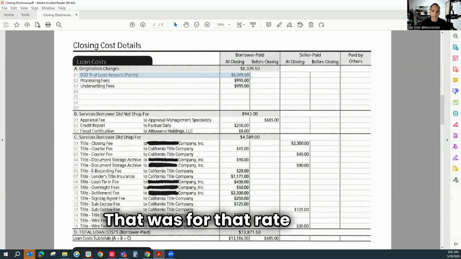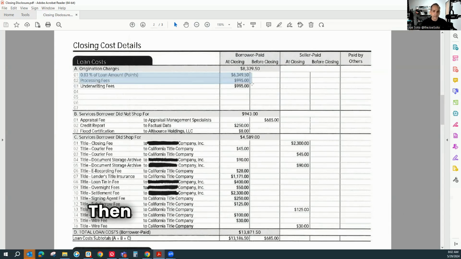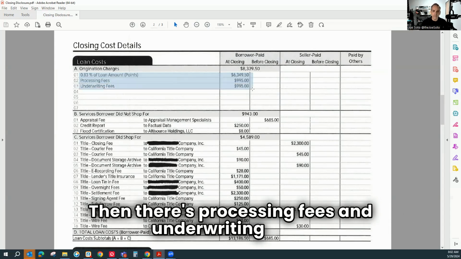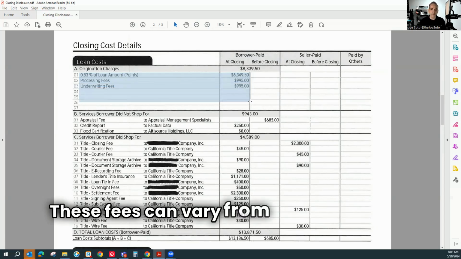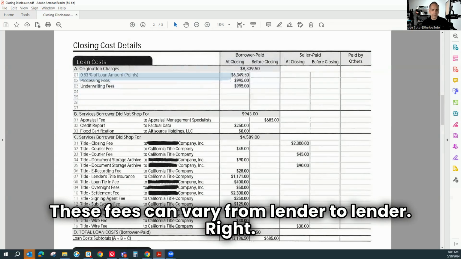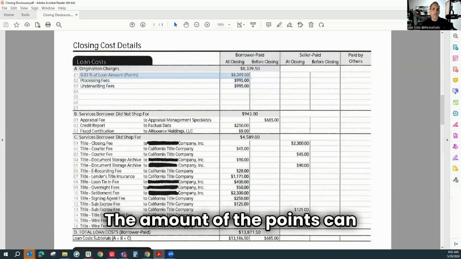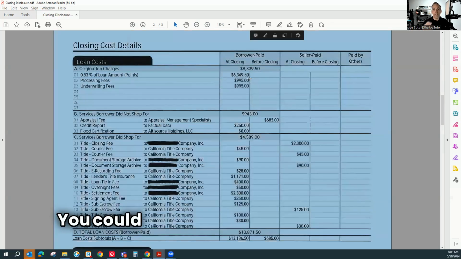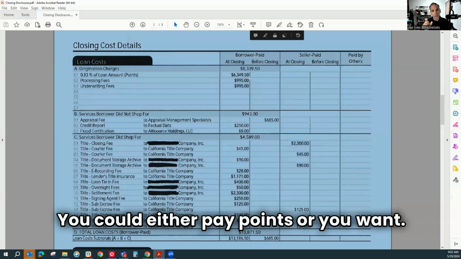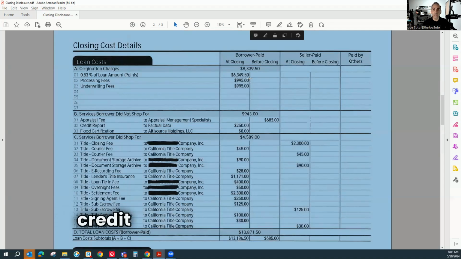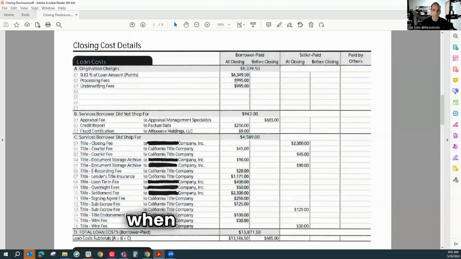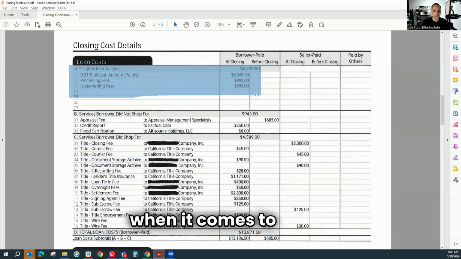$63.49. That was for that rate at 6.99. Then there's processing fees and underwriting fees. These fees can vary from lender to lender, right? The amount of the points can vary depending on the interest rates. You could either pay points or you may want to get a lender credit to offset your closing costs. You have those two different options when it comes to costs, right?